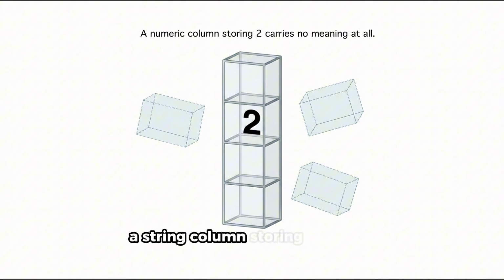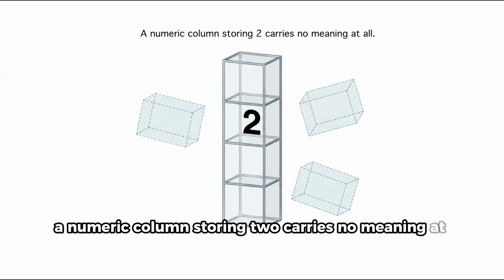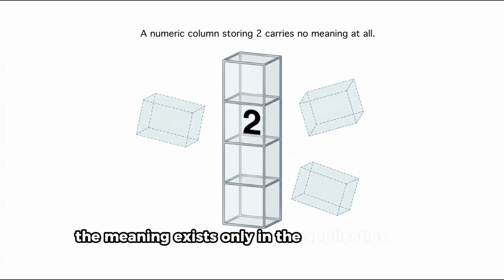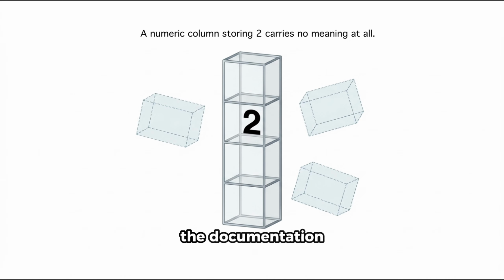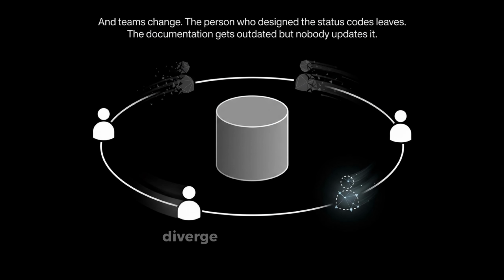A string column storing "in transit" carries its meaning inside itself. You read it and you know what it represents. A numeric column storing 2 carries no meaning at all. The meaning exists only in the application code, the documentation, and the shared understanding of the team, all of which change over time, diverge from each other, and are never perfectly synchronized.